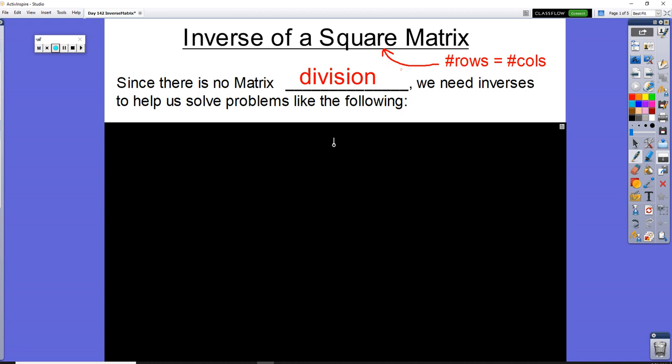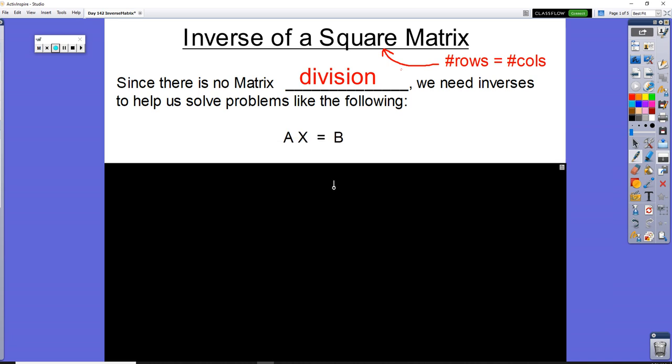So if you wanted to solve a problem like this, matrix A times matrix X equals matrix B, and you knew the value of matrix A and you knew the value of matrix B, and the one thing you didn't know was matrix X. What you normally do under these circumstances, if this was a regular equation, is you divide both sides by A. But that particular operation, dividing both sides by A, does not exist since there is no matrix division.